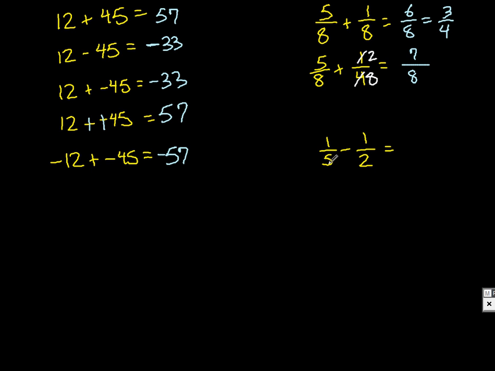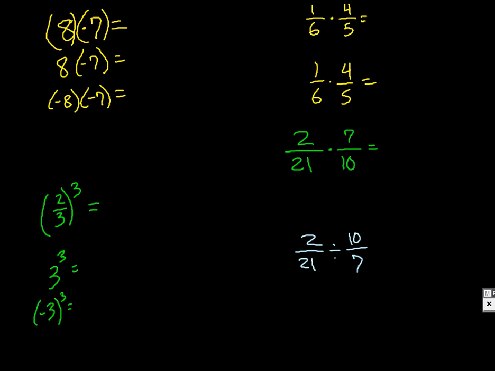Now, same with subtraction. In this case, I can't multiply 2 by anything to get to 5, so my common denominator, I'm going to multiply 2 and 5 together to get 10. So I need to multiply top and bottom on this side by 5, top and bottom on this side by 2. So I should end up with 2 over 10 minus 5 over 10. So my answer should be negative 3/10 as my answer for that one.